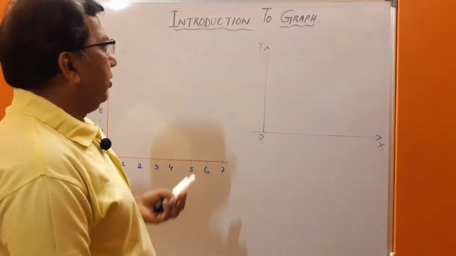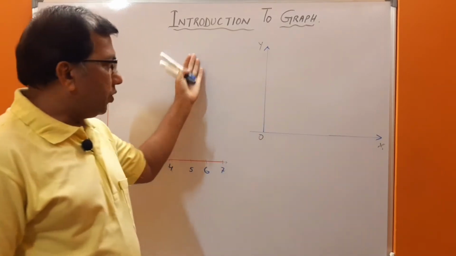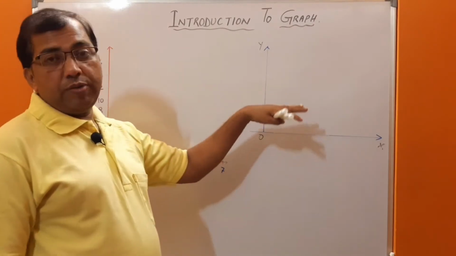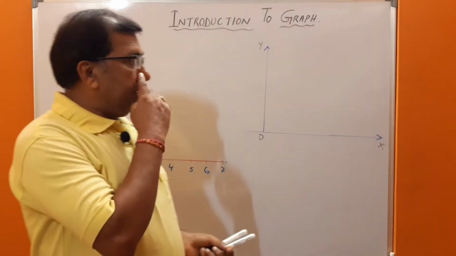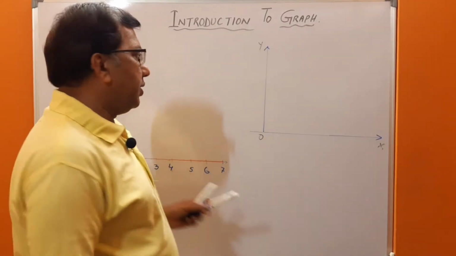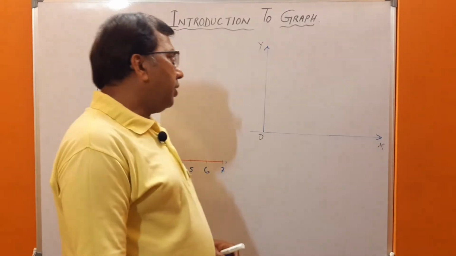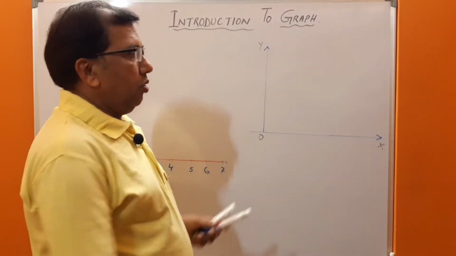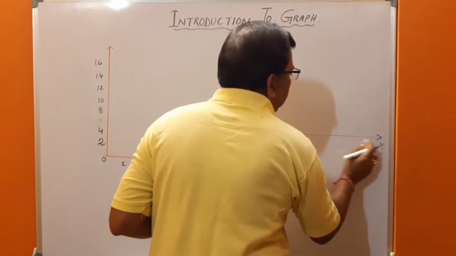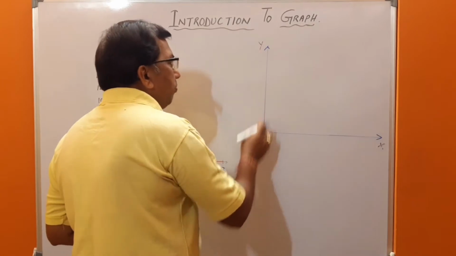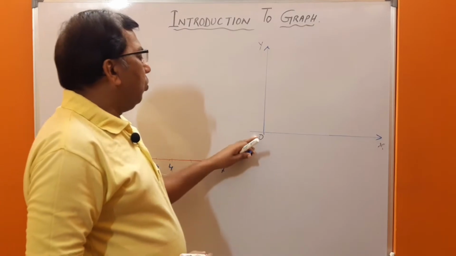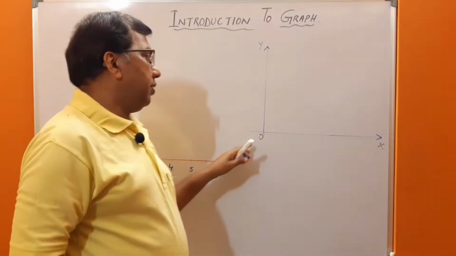So what is a graph? The normal plane will be the Cartesian plane. What is the Cartesian plane? How to draw the graph and how to plot a point on a graph. In that case, you first have to draw two lines, one horizontal and another vertical. Both are perpendicular to each other. Suppose you draw OX and draw OY perpendicular to each other. They cut at O, and this O is known as the origin.